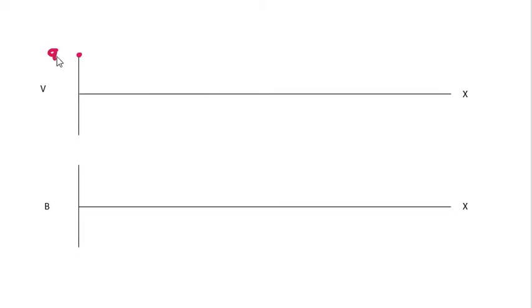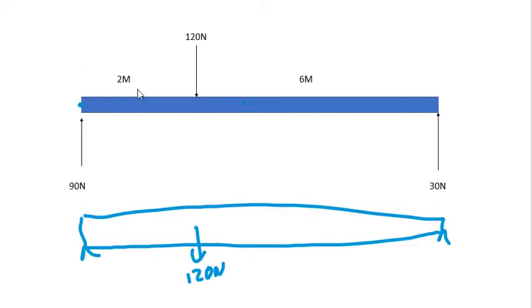So 90 newtons, and I'm right there. Now, if I keep going, and I'll say let's go every meter. So we're at 2 meters, we're at 3 meters, we're at 4 meters, we're at 5 meters, we're at 6 meters, we're at 7 meters, we're at 8 meters. And they're not broken up too badly. So let's try and plot this every meter.